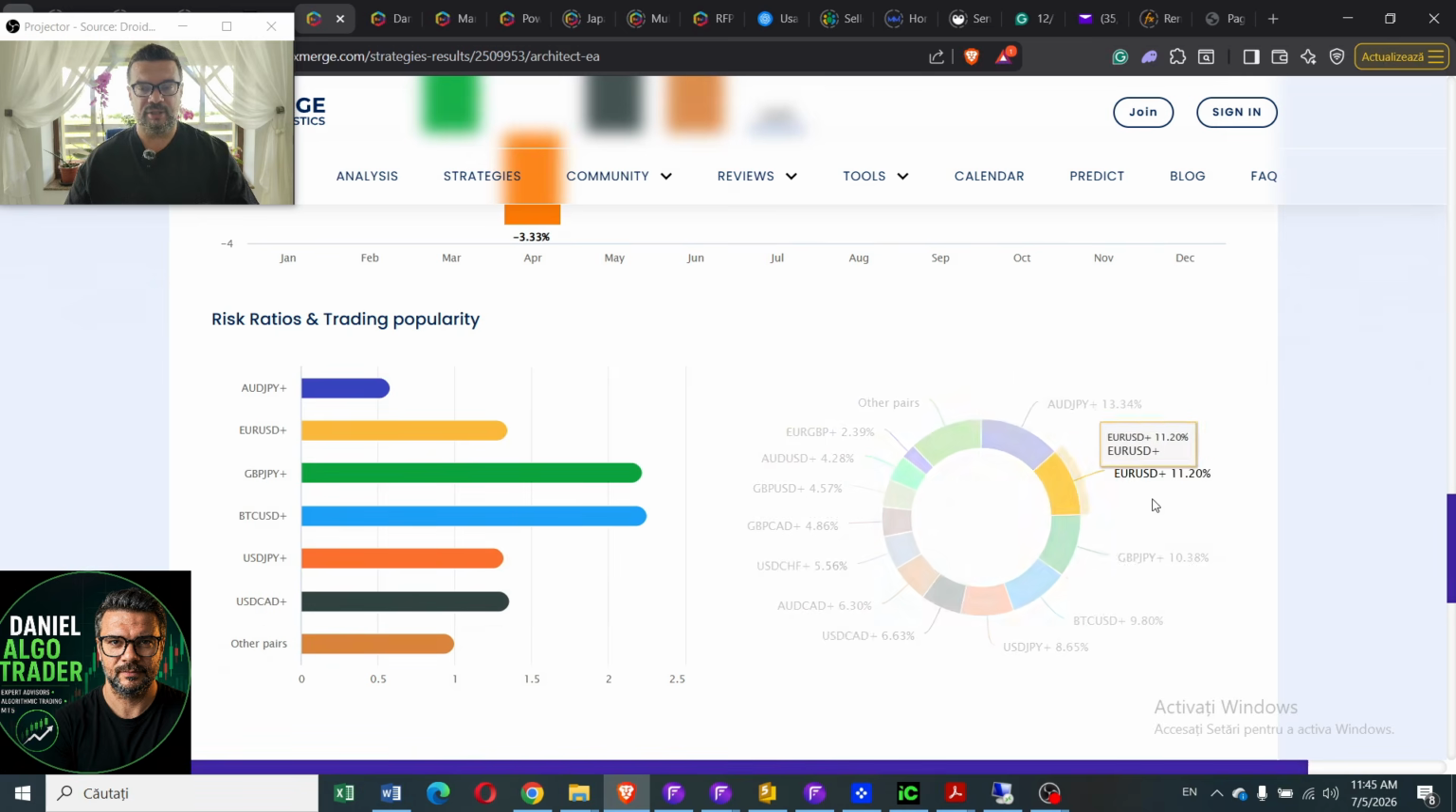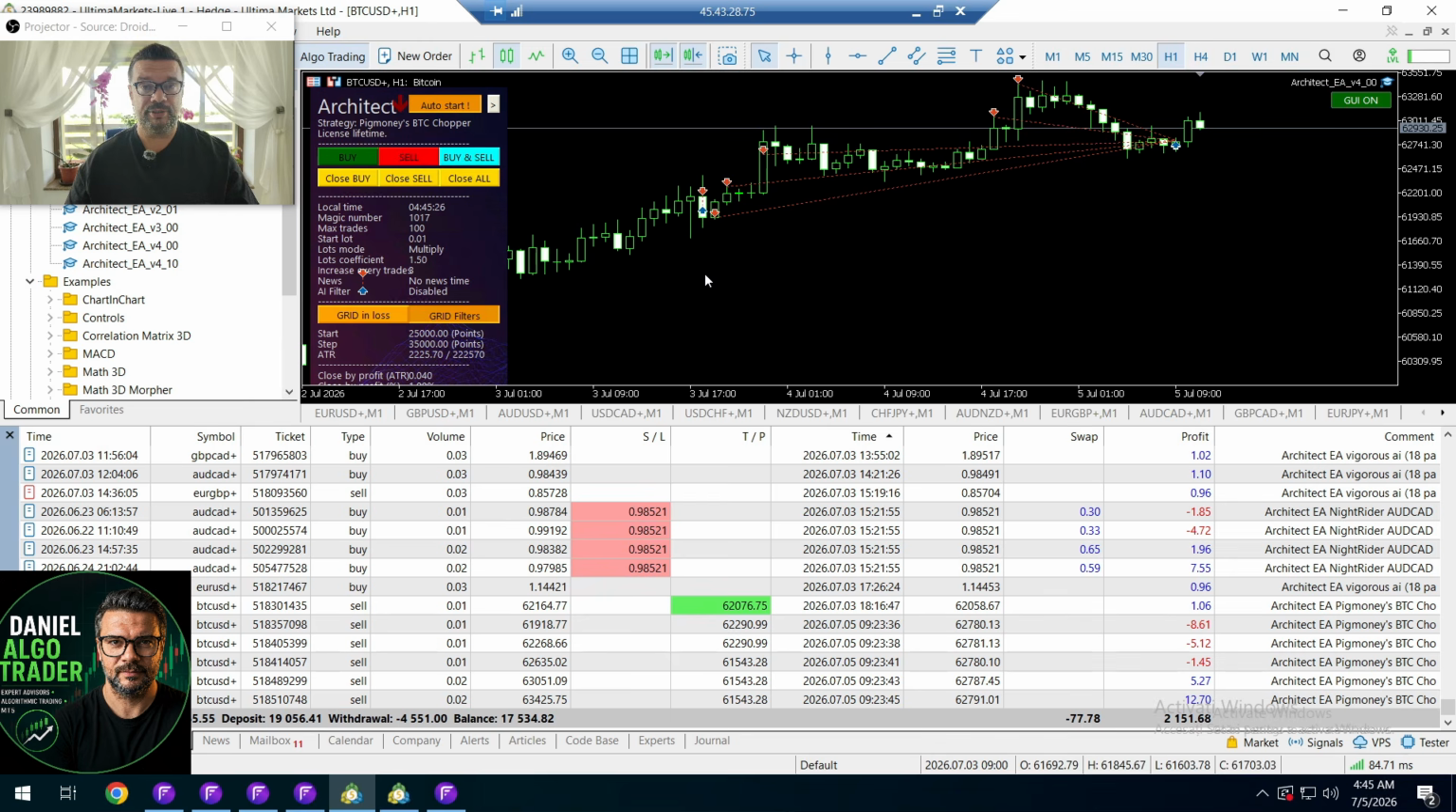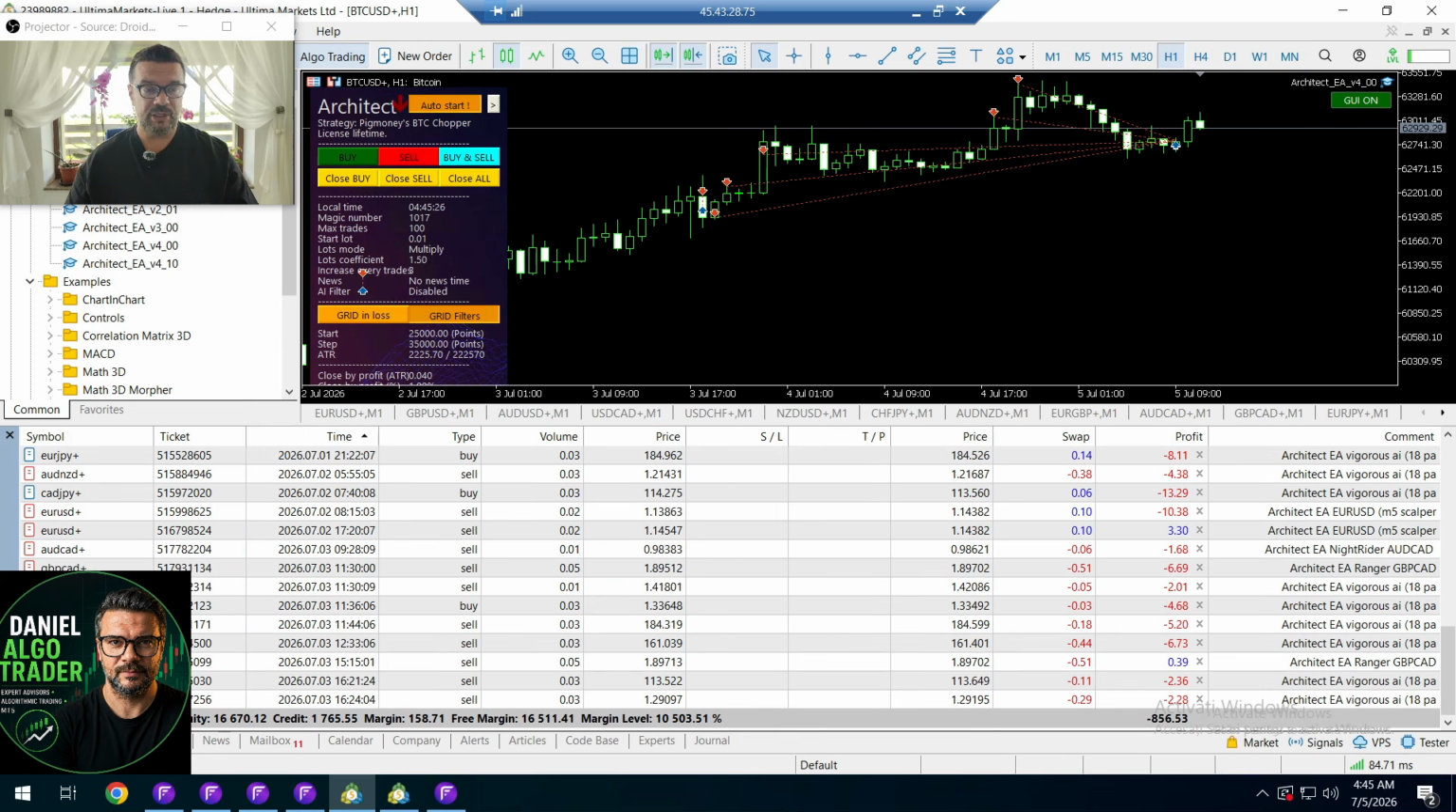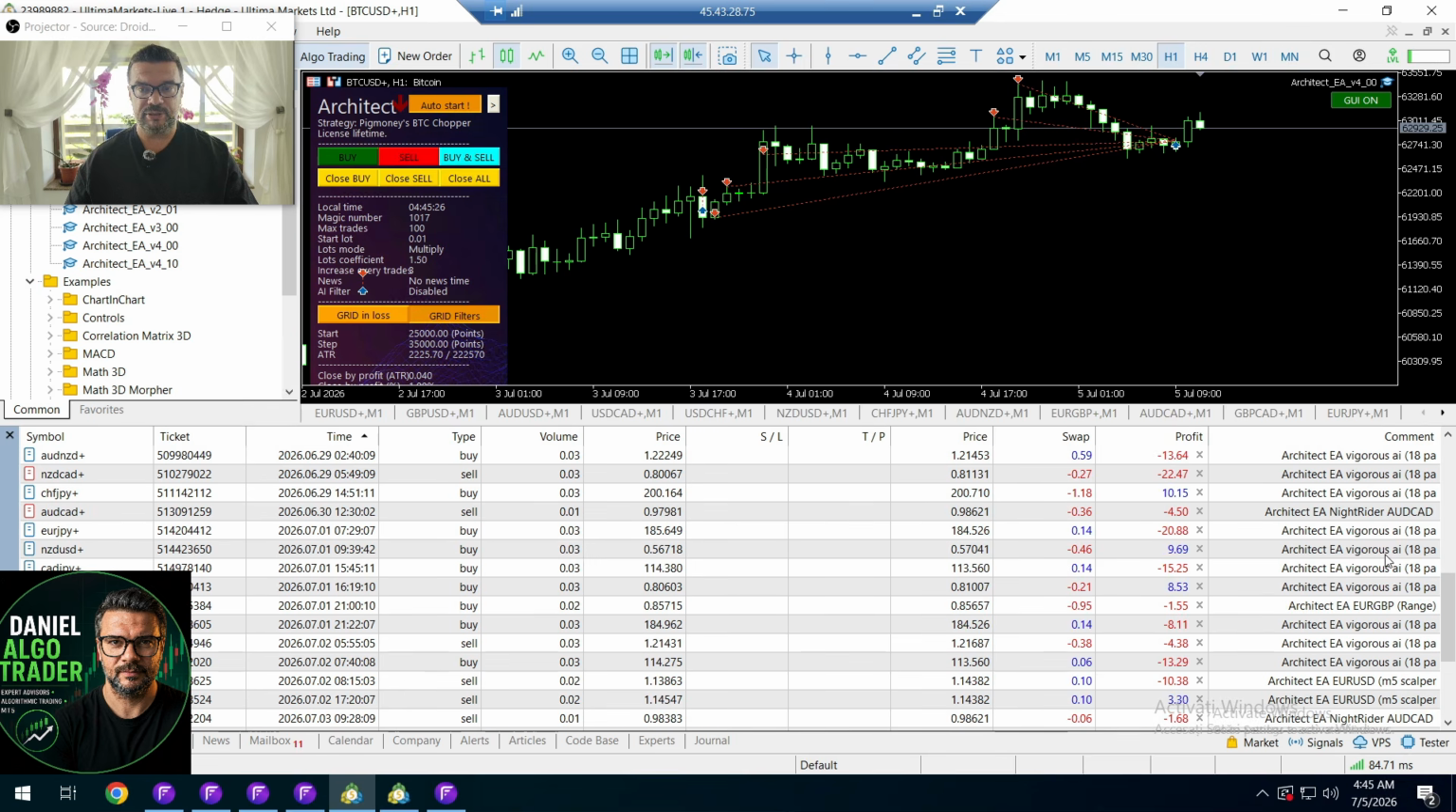It trades in a lot of pairs, and here you can see on the MT5 how the EA actually looks like. You can see the open trades, a lot of Vigorous AI, some Ranger, some Night Rider, which is another strategy. You can see the strategies and which ones are open. The swap fees are not crazy high, because if you consider this was open for more than 2.5 months, the swap fee is only $5 for that trade.